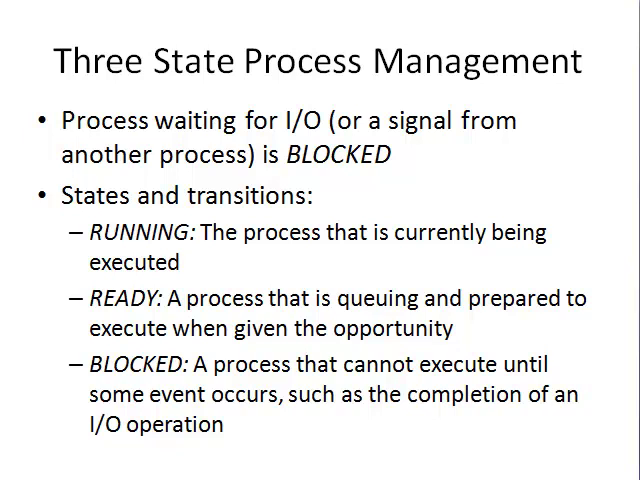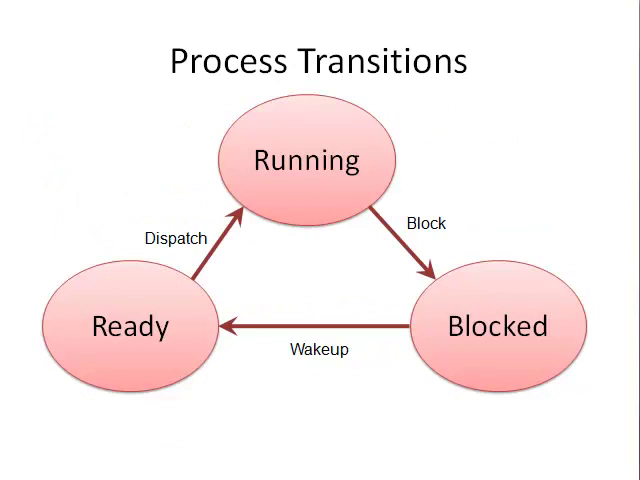There are three possible states. As well as blocked, we have running, the process that's currently being run, and ready. So if a process is not blocked, but it's not currently running, then it's ready, it's waiting to have its turn. It's in a queue of processes waiting to have a chance to do their thing. And all processes go through these different state transitions.